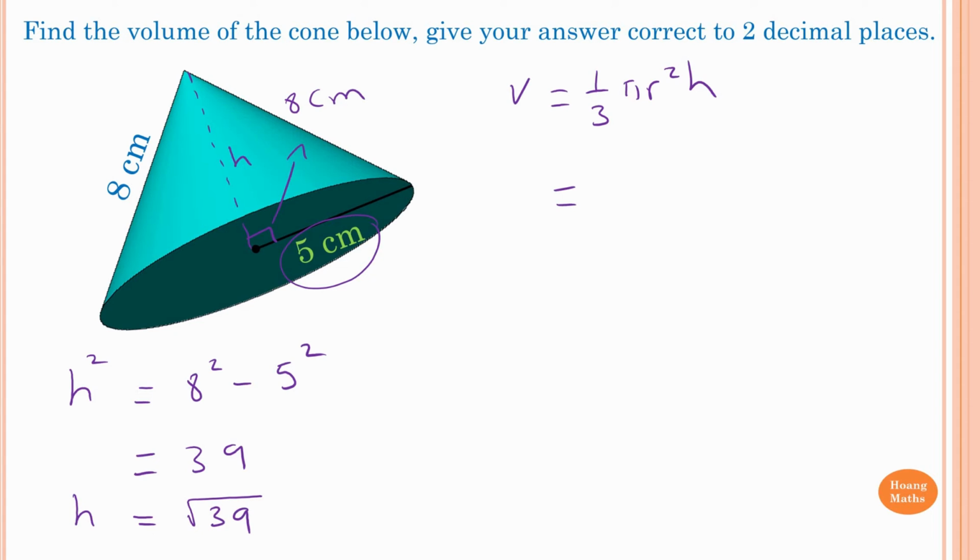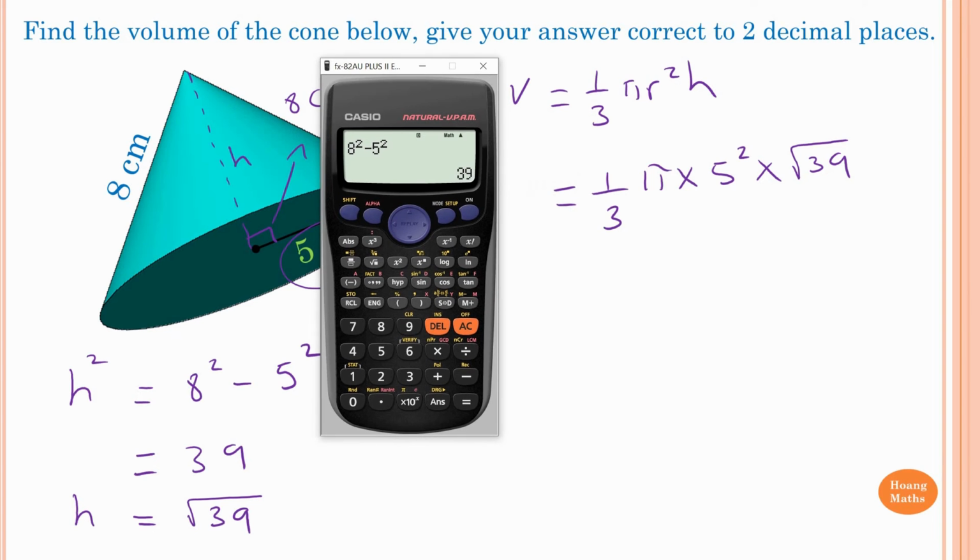So we just substitute into the formula now. So 1/3 of pi times the radius square, which is 5 square, and times h. h is square root of 39. And then we have to round our answer to correct to 2 decimal places. So I just put that in the calculator. So 1/3, or 1 divided by 3 if you like, times by pi, and times 5 square, 25. Otherwise just put 5 square. And then times by square root of 39. There you go.